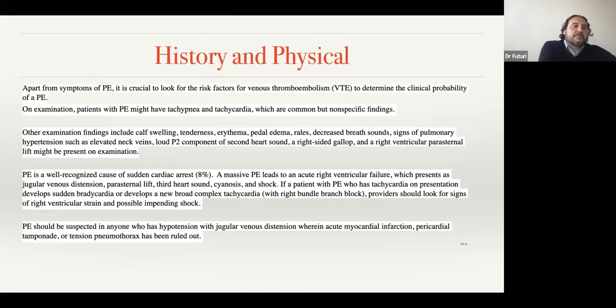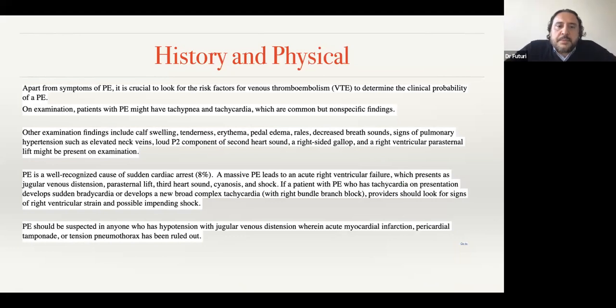Apart from symptoms of pulmonary embolism, again, it's critical to look for risk factors. This can help with your differential diagnosis. You may see tachypnea and tachycardia, which are common, but again, non-specific findings. So if a patient presents to you with not all of the findings, that doesn't mean you can rule out a pulmonary embolism. When you see patients with any type of disease, what you learn in the textbook is very different from what you can see clinically in patients.